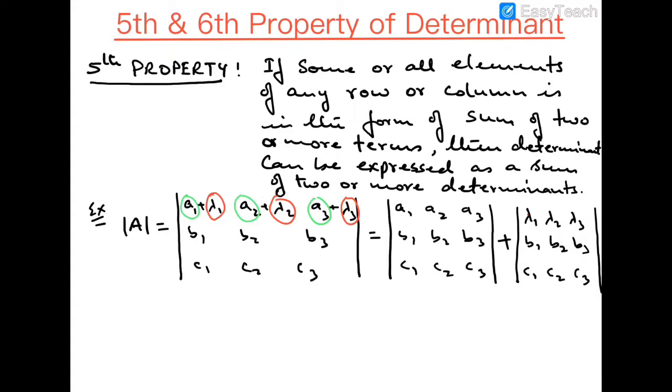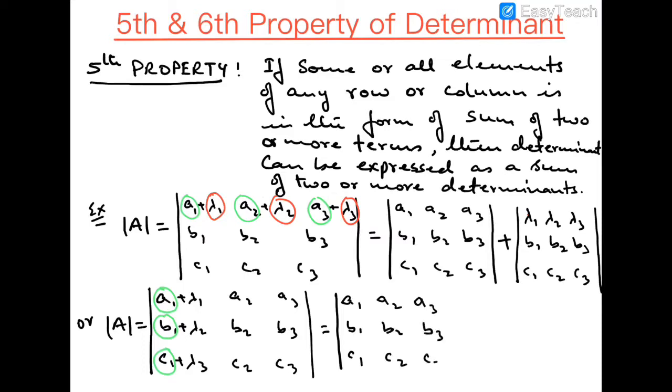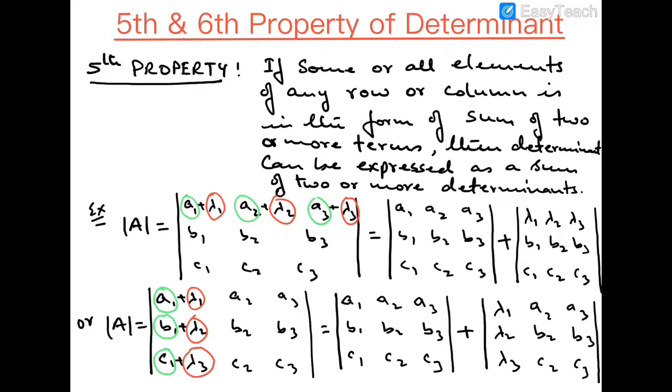So similarly we can have all the elements of any column as a sum of 2 terms. So here we can take the first column as a sum of 2 terms, that is A1 plus lambda 1, B1 plus lambda 2, C1 plus lambda 3. Then the second column is A2, B2, C2. Third is A3, B3, C3. Now take the first term of the first column, that is A1, B1, C1, and write it down as the first column of the first determinant, and the second and the third column will remain the same, that is A2, B2, C2, A3, B3, C3. Now plus, now take the second term of the first column and write it down as the first column, and the second and the third column will remain the same.